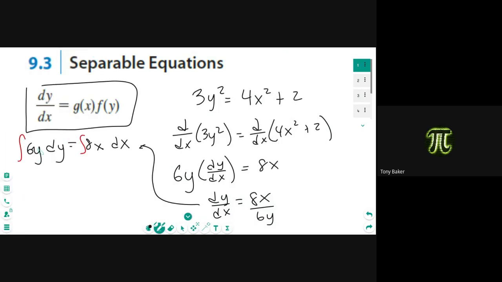So what's the integral of 6y? It's 6y to the second over 2, not 3, which ends up being 3y squared. I was writing this and looking at the 3y squared. Plus c equals this side, which is 8x squared over 2, which is 4x squared plus c.